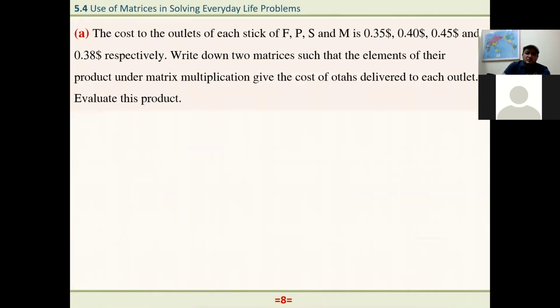The cost to the outlets of each stick of F, P, S, and M is $0.35, $0.40, $0.45, and $0.38 respectively. Okay, we are talking about those 4 different types of food. And write down 2 matrices such that the elements of their product under matrix multiplication give the cost of OTAs delivered to each outlet.